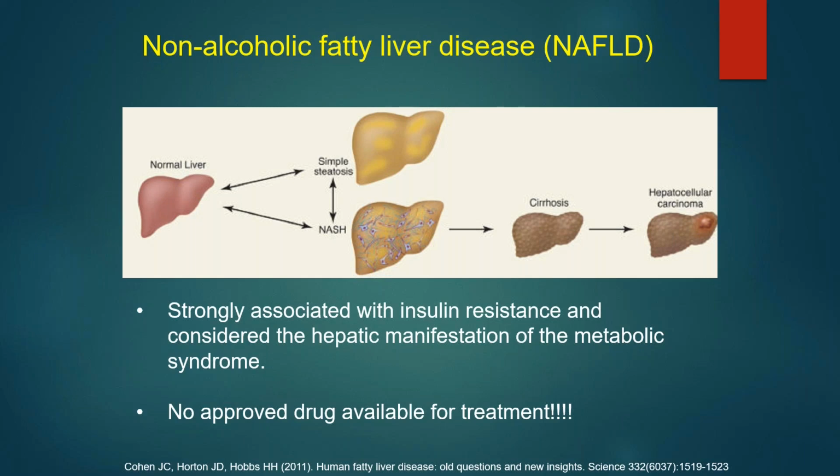In general, our liver cells store around 5% of the mass as lipids. But when this lipid droplet content increases to more than 5% of the total mass of the liver, then it is called steatosis or fatty liver. Now, fatty liver by itself is not a problem. It's not a pathological condition.